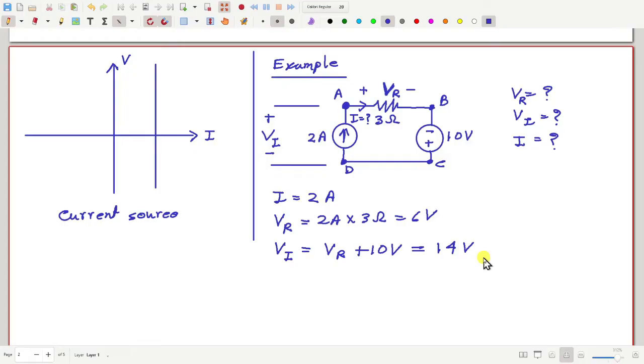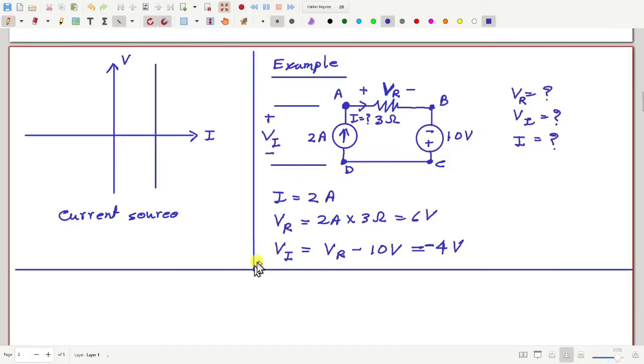Sir, it should be minus 10 volt. Sorry, this is, yeah, minus 10. Thank you. Minus 10. So this is, thanks a lot. So 6 minus 10 is minus 4 volt. Okay, with a minus. Okay, good. Very good.